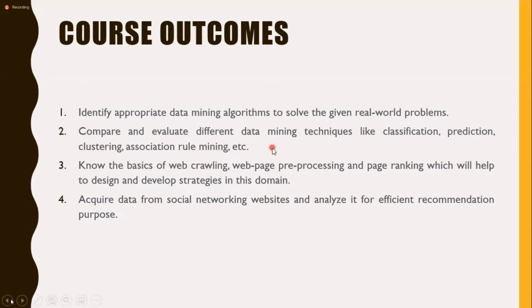And the second one is that you should have a clear-cut understanding of the differences between these data mining techniques. Compare and evaluate the different data mining techniques like classification, regression, clustering, and association rule mining. We will learn all these techniques in our second and third units.